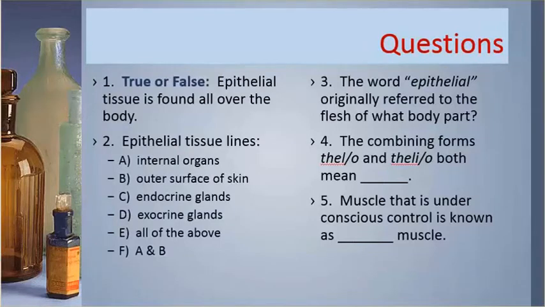Number 2, epithelial tissue lines A, internal organs, B, outer surface of skin, C, endocrine glands, D, exocrine glands, E, all of the above, F, A and B. Number 3, the word epithelial originally referred to the flesh of what body part?